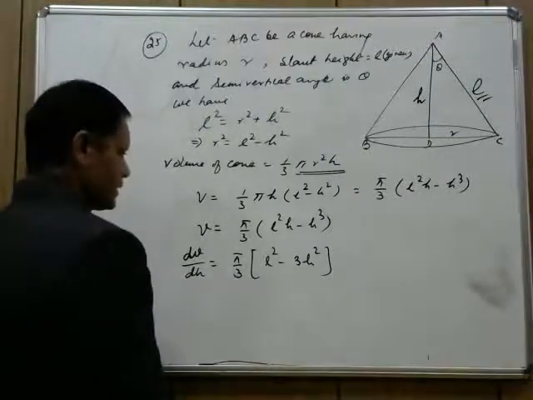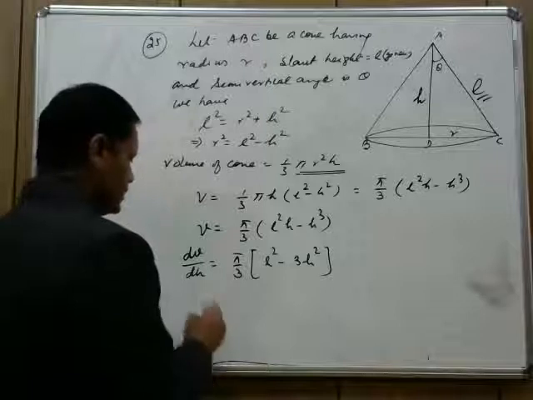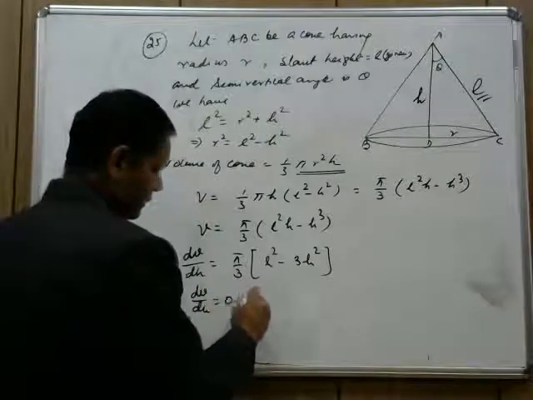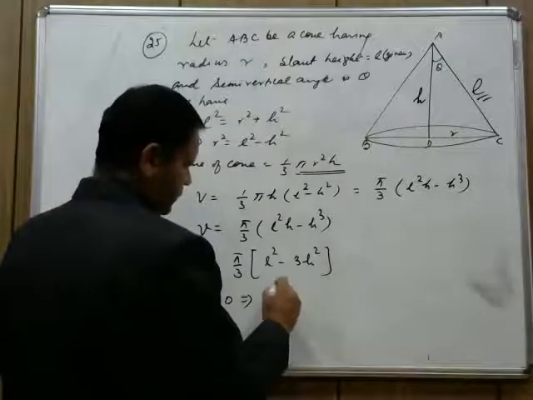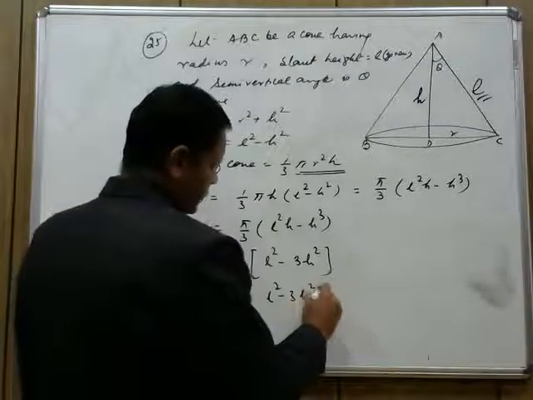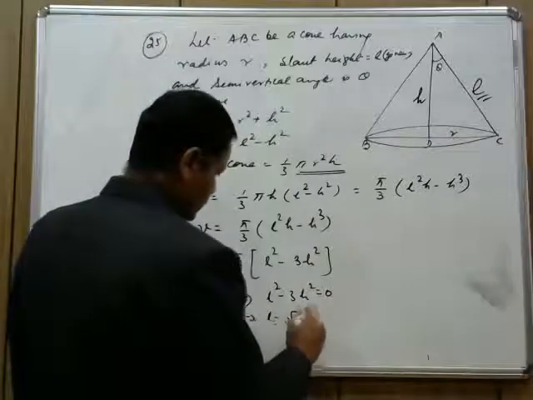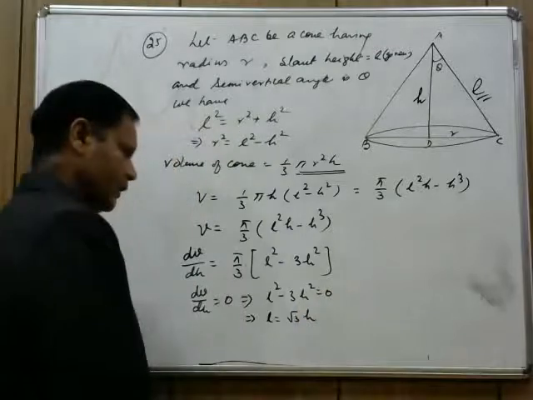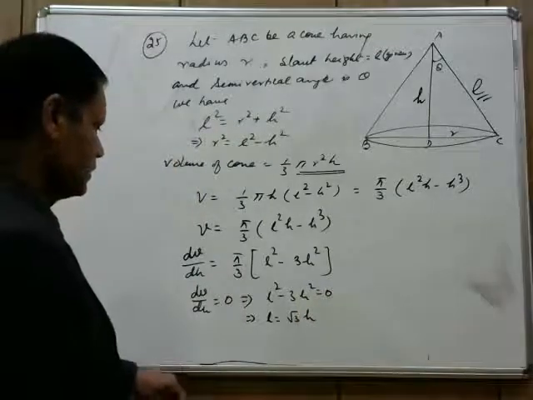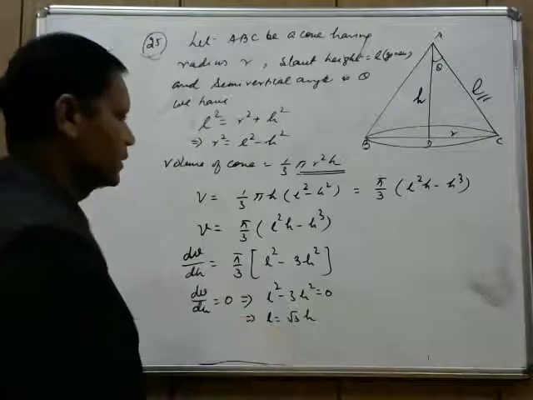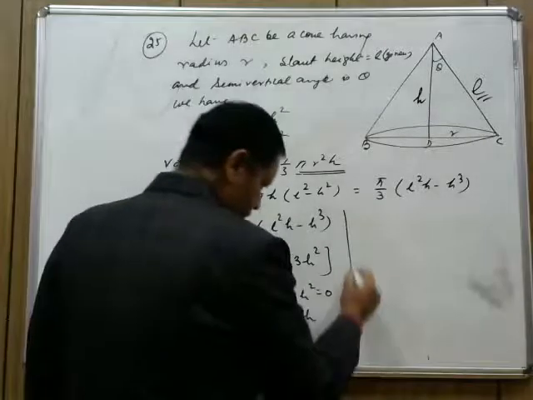Okay. For maxima minima, dV by dH is equal to 0. It implies that L square minus 3H square equal to 0. It implies that L is equal to root 3 H. Okay. Now I have to prove that it has maximum volume at L is equal to root 3 H. That's why I will double differentiate it.